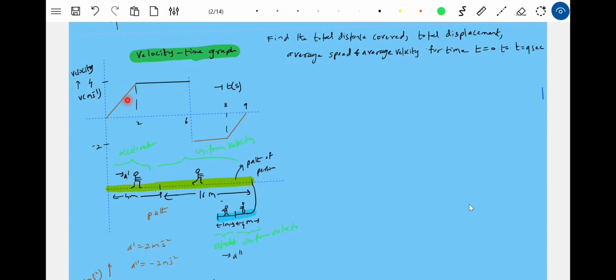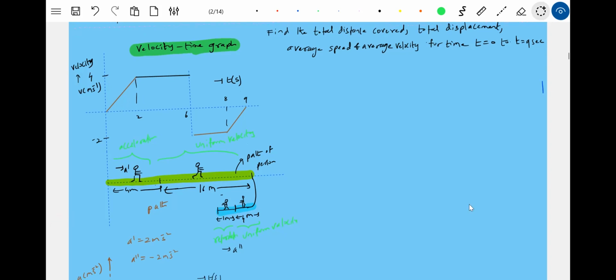Now, what is the acceleration here? 4 minus 2, a dash. How to calculate a dash? Here I wrote it directly. A dash is 2 meters per second square. This is acceleration. Then there's uniform velocity. This is a retardation. What is the retardation? Retardation will be minus 2 meters per second square. Acceleration is directed towards the right. Retardation is directed towards the right.